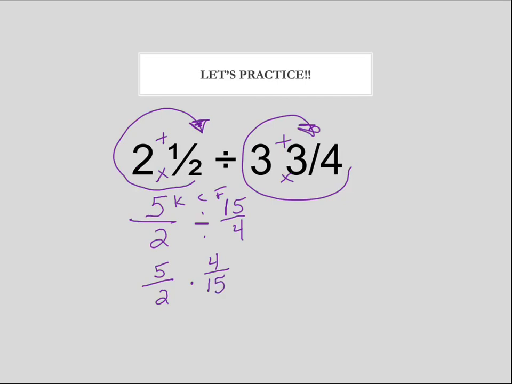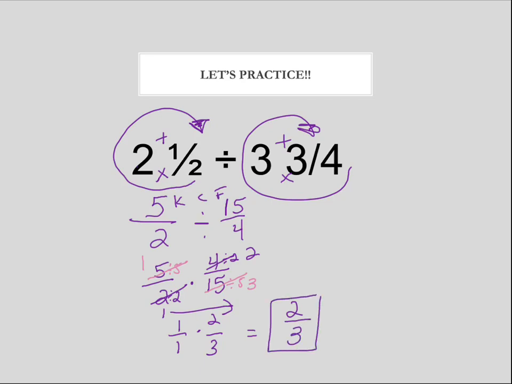And here I can cross cancel in both directions. First, I'm going to take care of 2 and 4. I'm going to divide them both by 2 to make these numbers smaller. So then this becomes a 1 and this becomes a 2. 5 and 15 can both be divided by 5. So I'm going to go ahead and take care of that. 5 divided by 5 is 1. 15 divided by 5 is 3. So now my new problem is 1 over 1 times 2 over 3, and I'm going to multiply straight across. 1 times 2 is 2, 1 times 3 is 3. This cannot be simplified anymore, so now it's done.